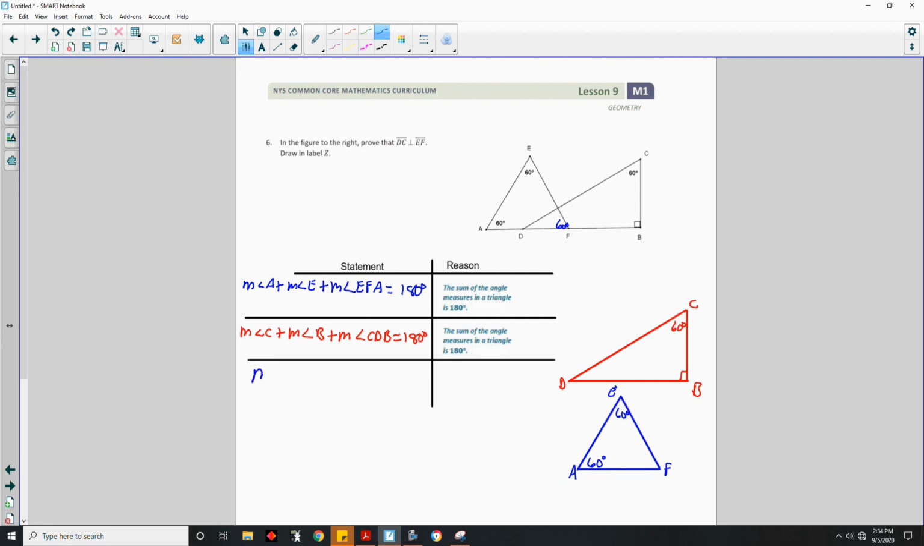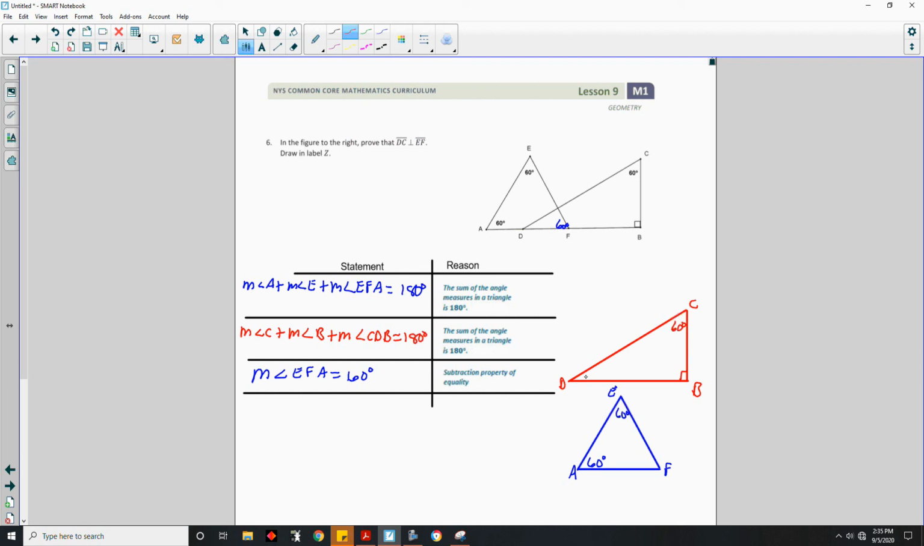So down here I can say the measure of angle EFA equals 60 degrees. And the reason is subtraction property of equality. So if we subtract 120 from both sides, we get the measure of angle EFA equals 60. Now we're going to do the same for the red triangle. So now I would say the measure, well, actually let me draw another segment here, separating the steps. Okay, all right, now I'm going back to the red equation.